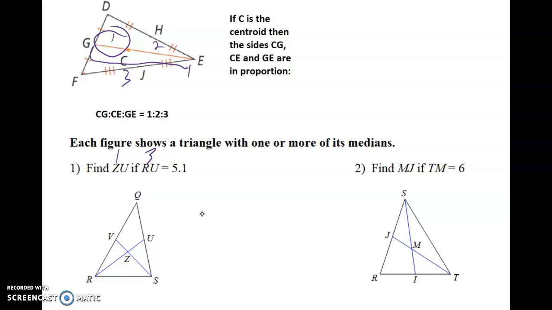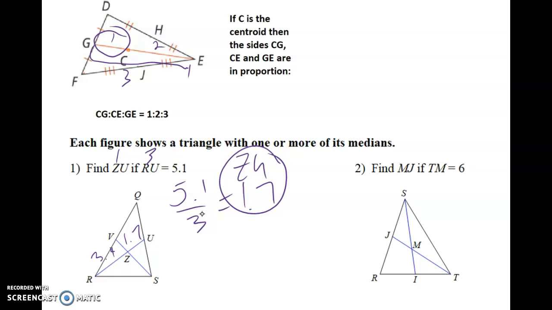So to go from the big piece to the little piece, we have to divide by 3. Okay? So 5.1 divided by 3 is 1.7. What that means is this little piece here is 1.7, and this piece here would be 3.4. It would be 2 times 1.7, and the whole thing is 5.1. So you can see that I would just divide by 3 to find my piece, and that's what ZU is. Okay? It's important to see that if you find one of them, you actually can find both of them.